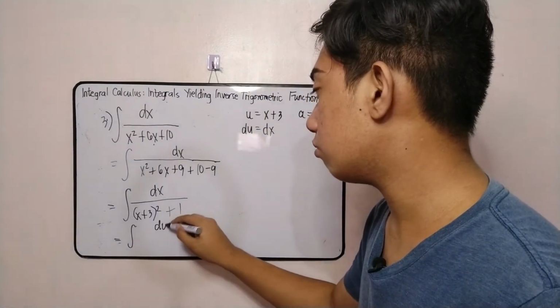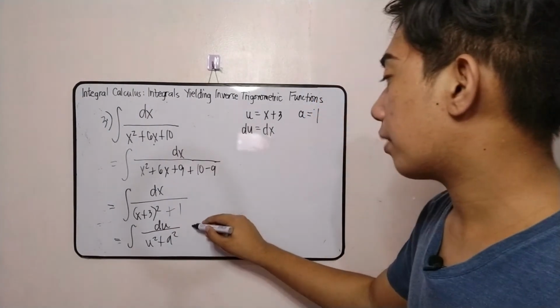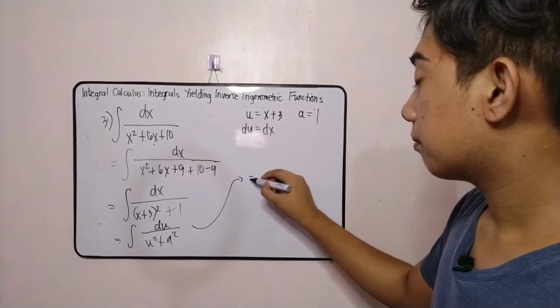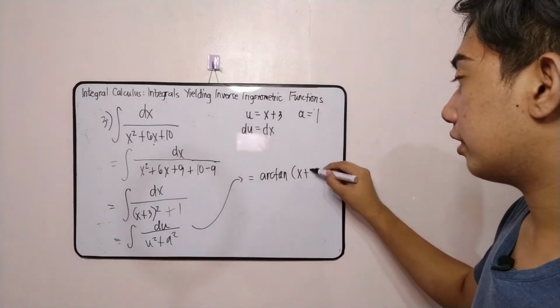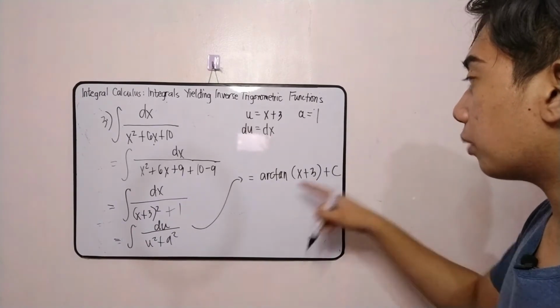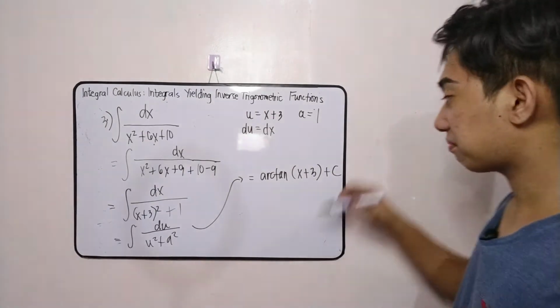Integration of du all over u squared plus a squared. Then, our answer for this one is arctangent x plus 3 plus c. Why is the 1 over a gone? Because our a is 1. So, that is all.